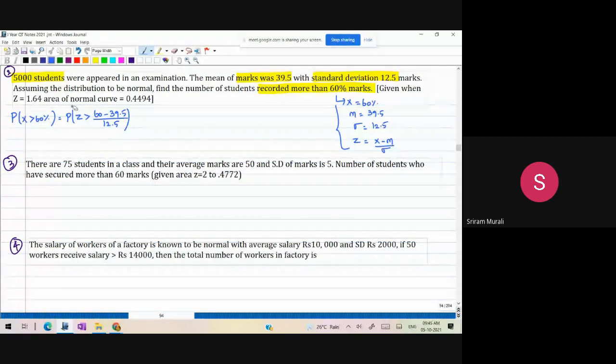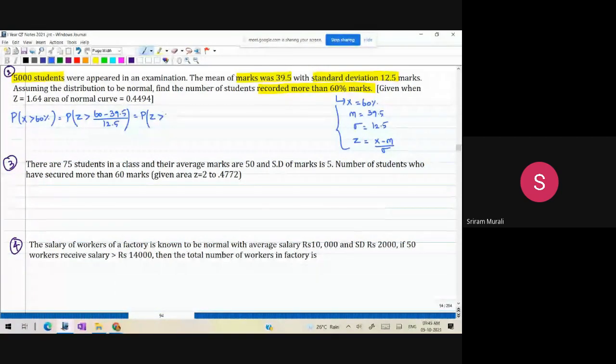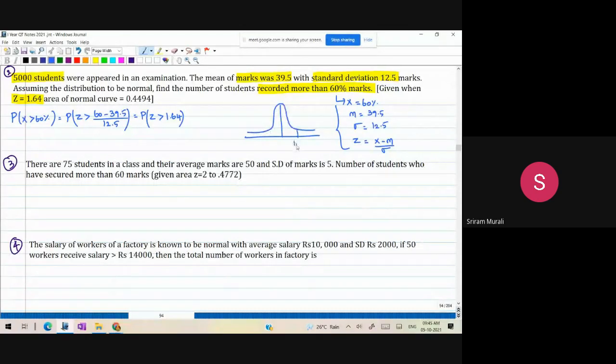Now, what is the value of this? This is greater than how much? 1.64, am I right? If you divide the value, you get 1.64. That is why this is given. Just now we did how to compute the area. So 1.64 will come on the right hand side. More than 1.64, this is the required area.